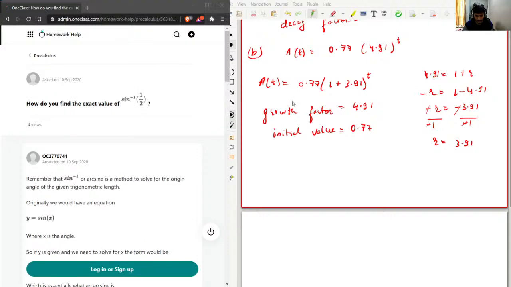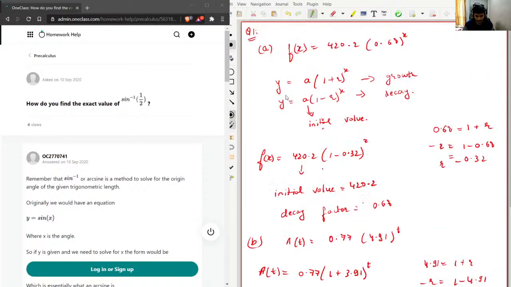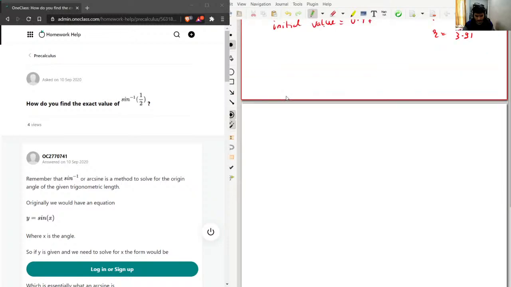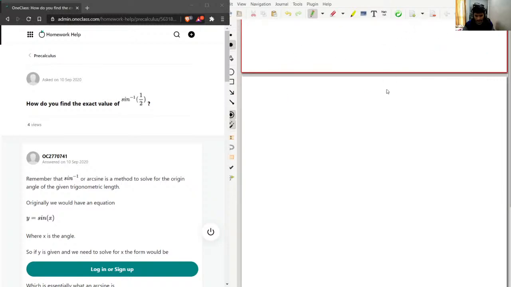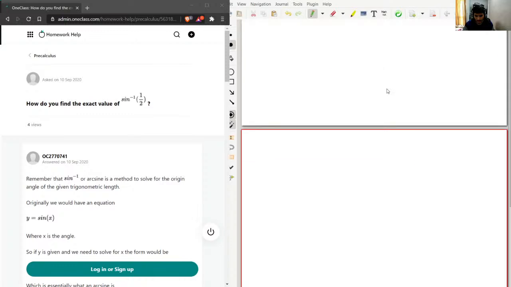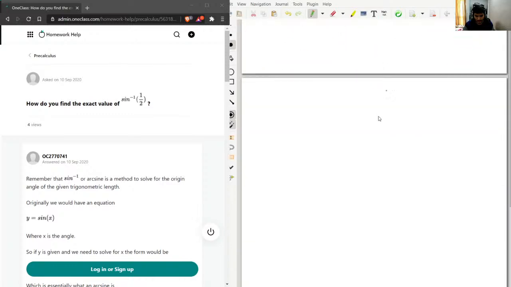Okay, so this was the first question. We'll start with the next one. I just want to add a page. So this one is question number 2, and it is asking how do you find the exact value of sine inverse of half, or 1 by 2.